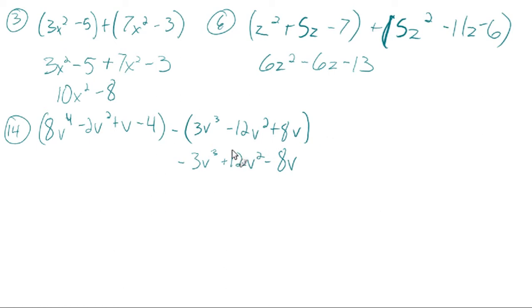And now the parentheses would no longer serve a purpose. There's no need to group these together. There's nothing that we're trying to do other than make everything negative, and that's been done. So now we need to combine these two polynomials.